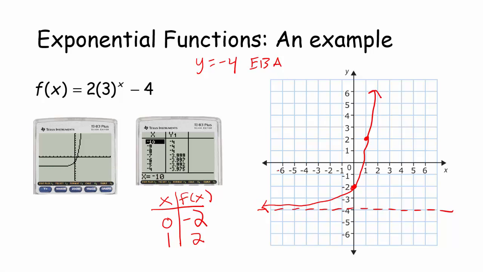Now also, the function will never output a y value of negative 4. We've got this EBA at y equals negative 4. The function gets really close to having a y value of negative 4, but it never actually outputs a y value of negative 4. But it will output values really, really close to negative 4, as close as we want, because as x goes to negative infinity here, the y values just keep getting closer to negative 4. But look at the table in the calculator here.